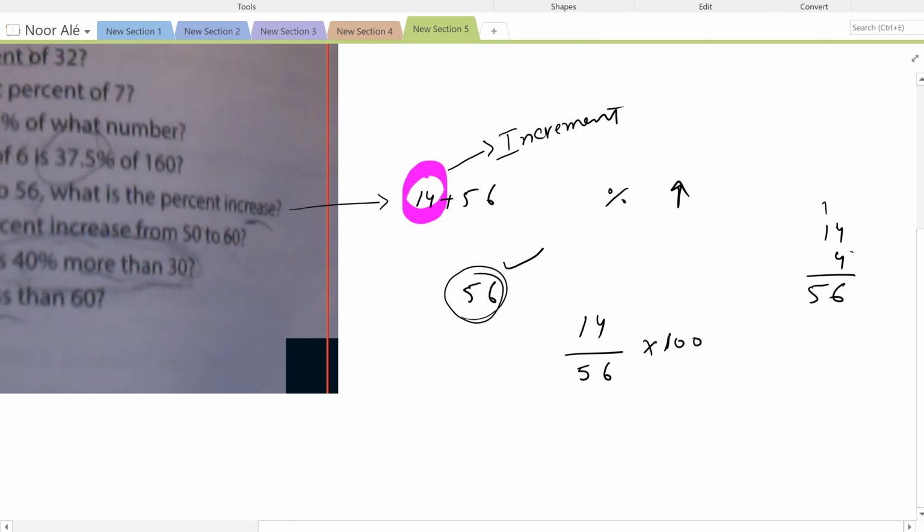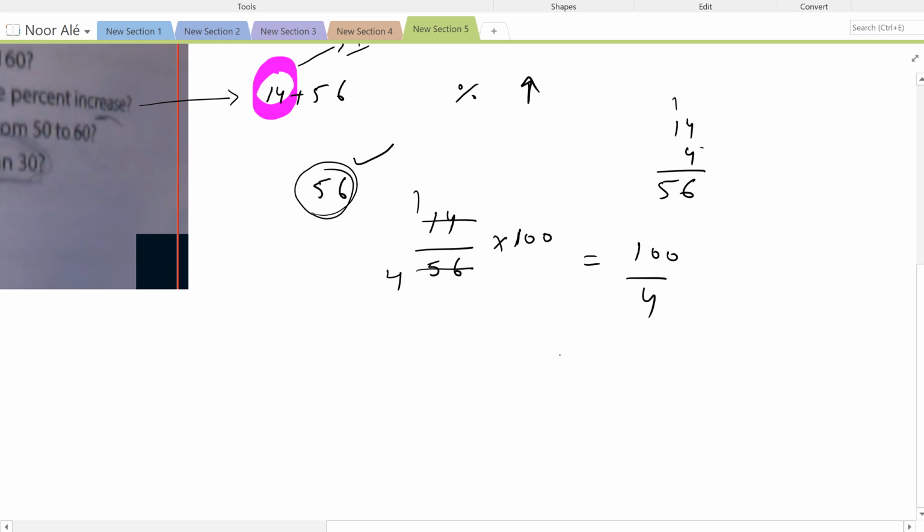So 56 and 14 have a common factor. We divide them by 14. 56 divided by 14 is going to give you 4. And we have 100 divided by 4. So make 4 pieces of 100 and you're going to get 25. So 25% is the increment in 56. So we increased 56 by 25%. In other words, 14 is 25% of 56.